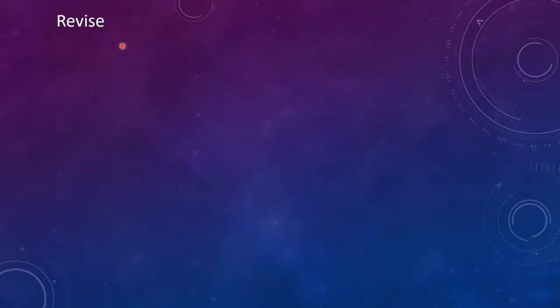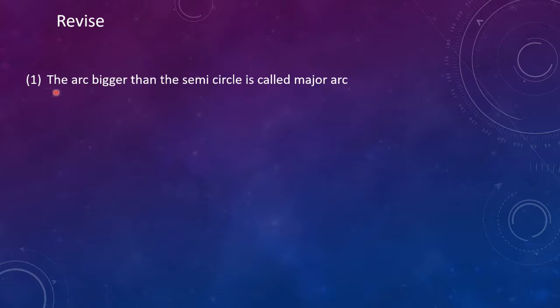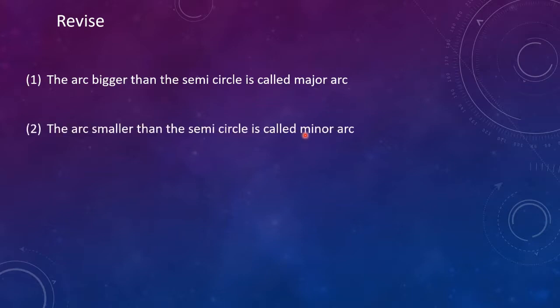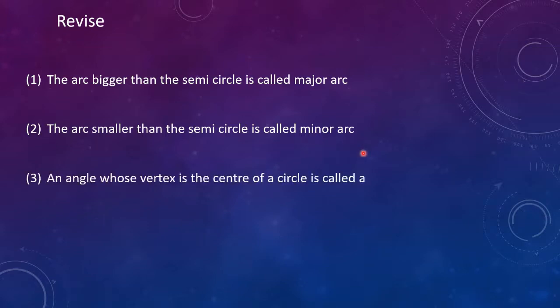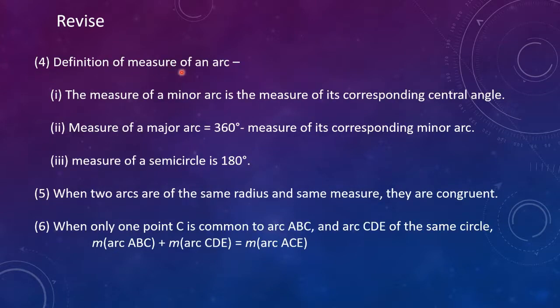Let us revise. First, the arc bigger than the semicircle is called a major arc. The arc smaller than the semicircle is called a minor arc. An angle whose vertex is the center of a circle is called a central angle. Fourth, definition of measure of an arc. The measure of a minor arc is the measure of its corresponding central angle.